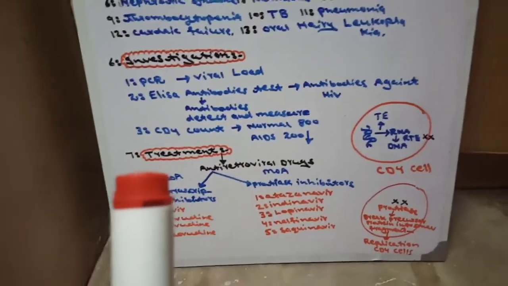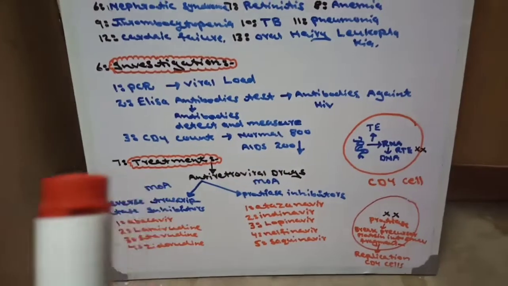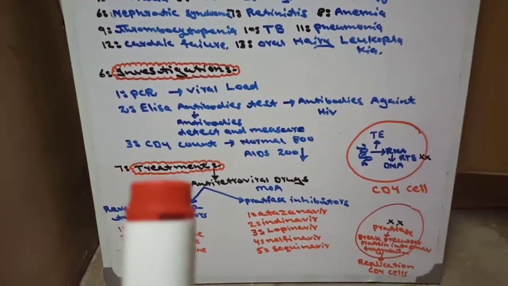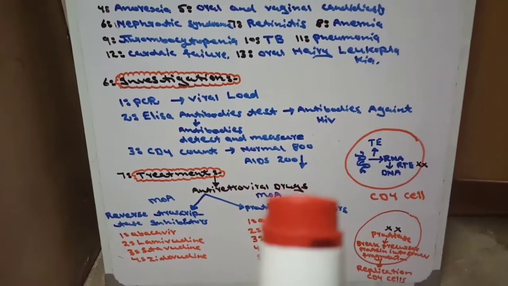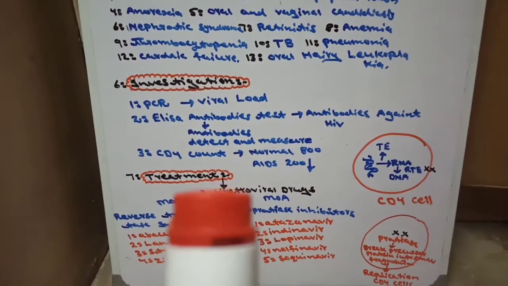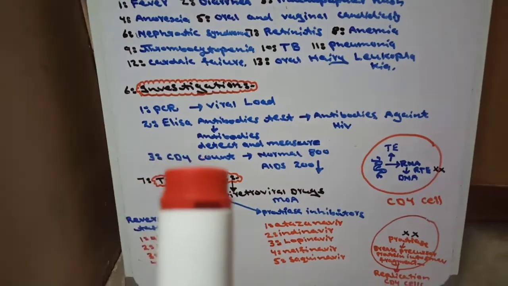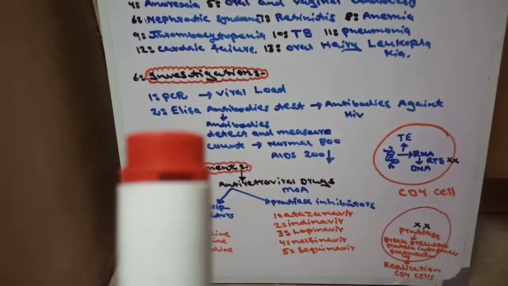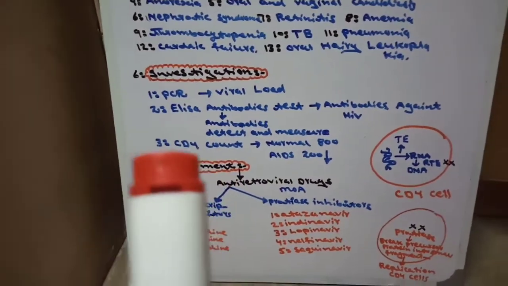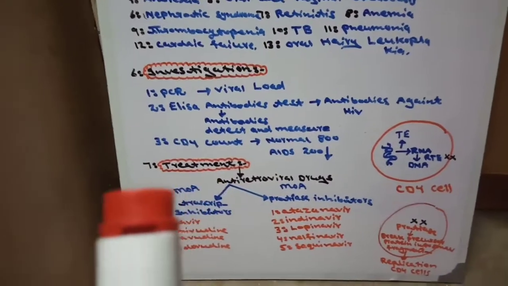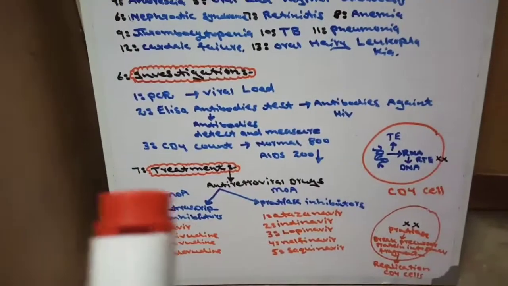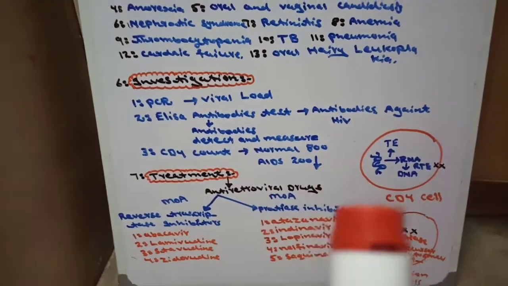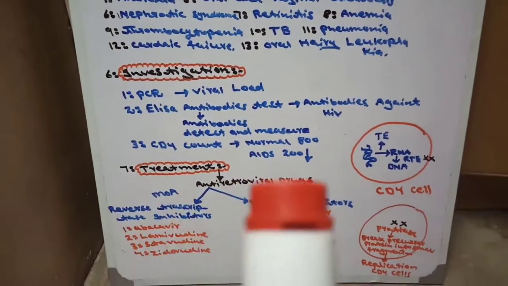Now come to the final topic, treatment. In treatment, we use antiretroviral drugs because HIV is a retrovirus. What is a retrovirus? A virus whose genome consists of RNA instead of DNA. This is the definition of retrovirus. Now, antiretroviral drugs have two types of mechanism of action.